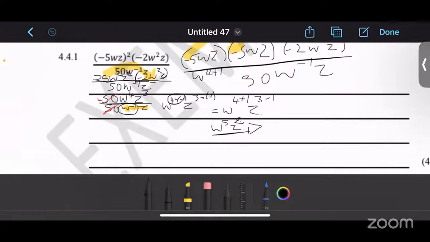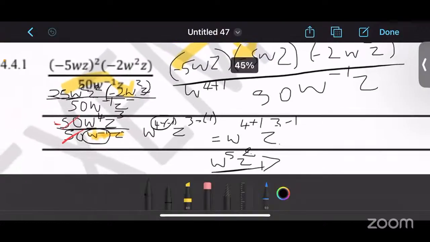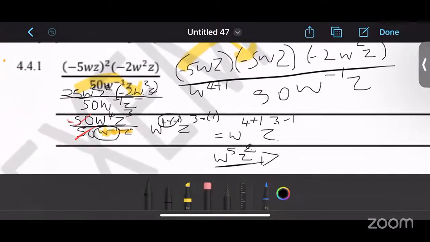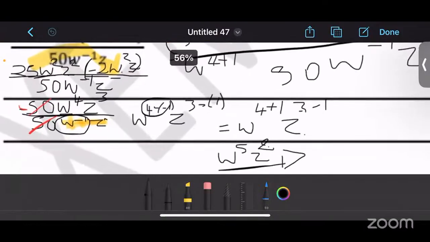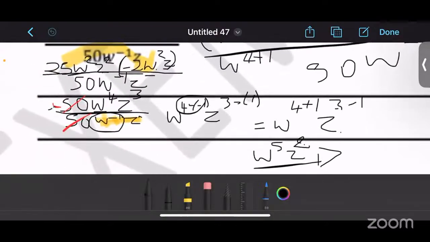When I type negative 50 over 50 into my calculator, it gave me negative 1. Do I have to write the negative 1 in the answer? Thank you so much. I forgot about the negative. Remember, I said that the negative will remain there. So we have a negative. So our answer is supposed to be negative. So it's going to be negative W to the power of 5 Z to the power of 2.